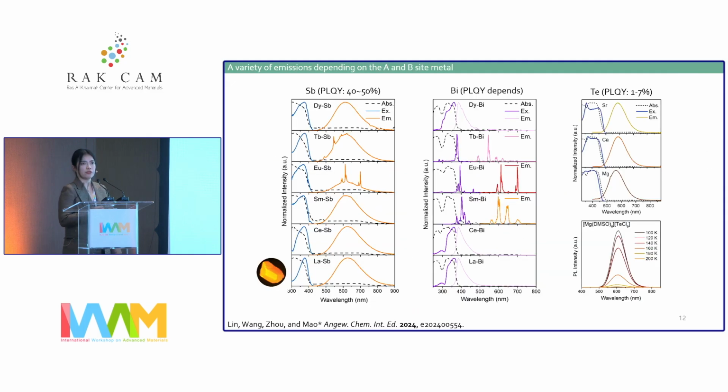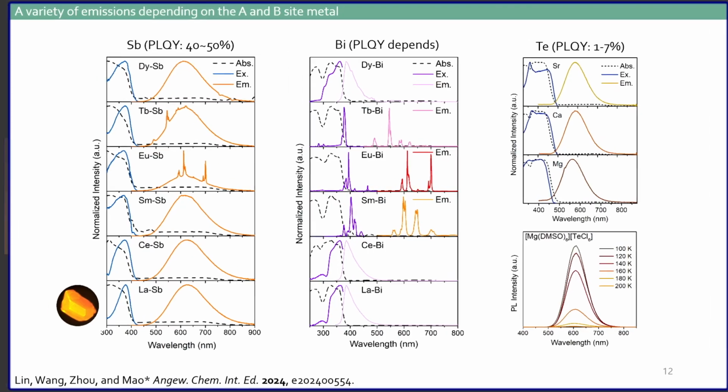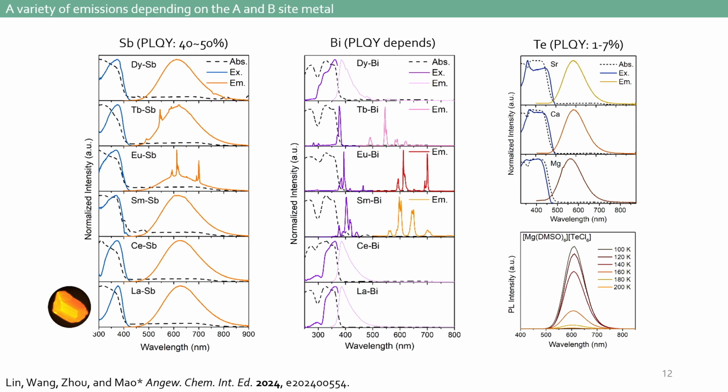To first look at the emission properties, the antimony materials generally have a very high photoluminescence emission efficiency, and sometimes you also see the emission of the rare earth ions. But the bismuth ones are generally much less emissive, which is a signature of the bismuth halides. So you can see the emission from the terbium and europium here much more obviously.